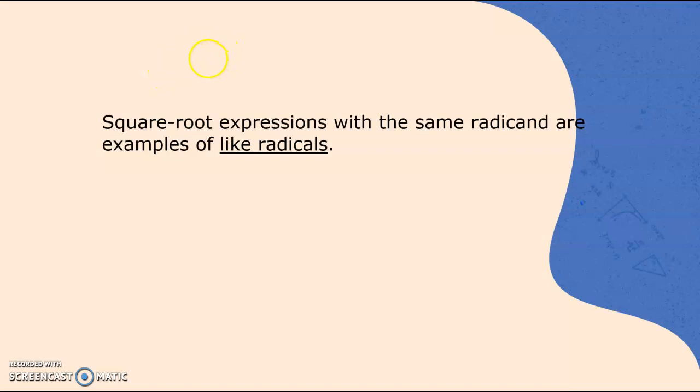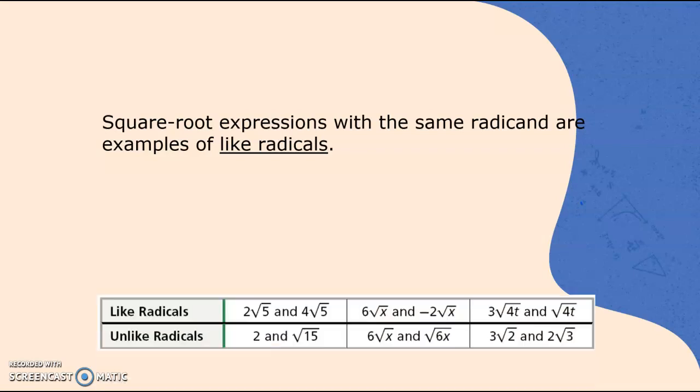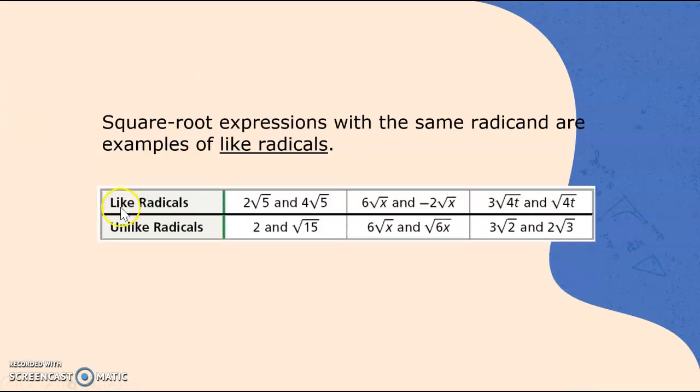So mostly square root yung gagamitin natin, pero there are times that in some cases there are cube root also and fourth root and so on. So square root expressions with the same radicand are examples of like radicals. Like for example here, like radicals: 2 square root of 5 and 4 square root of 5, 6 square root of x and negative 2 square root of x, 3 square root of 40 and square root of 40. 2 and square root of 15 are unlike radicals.